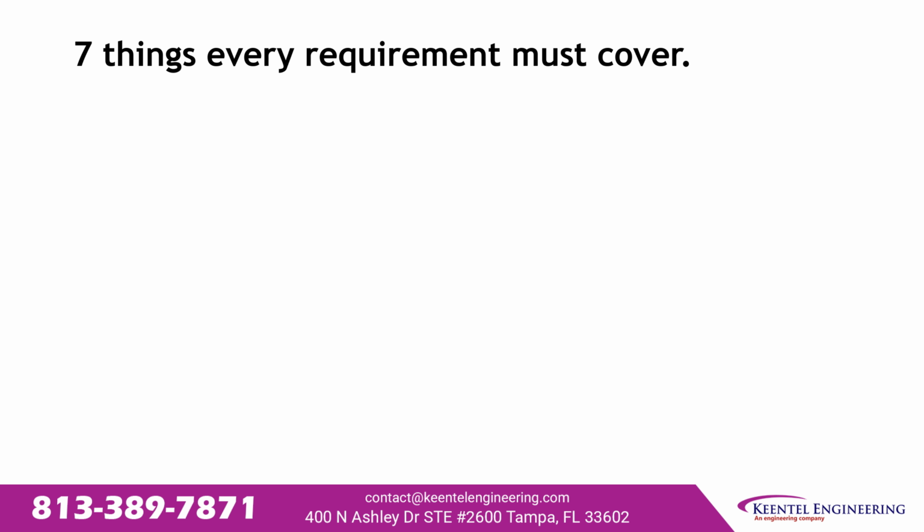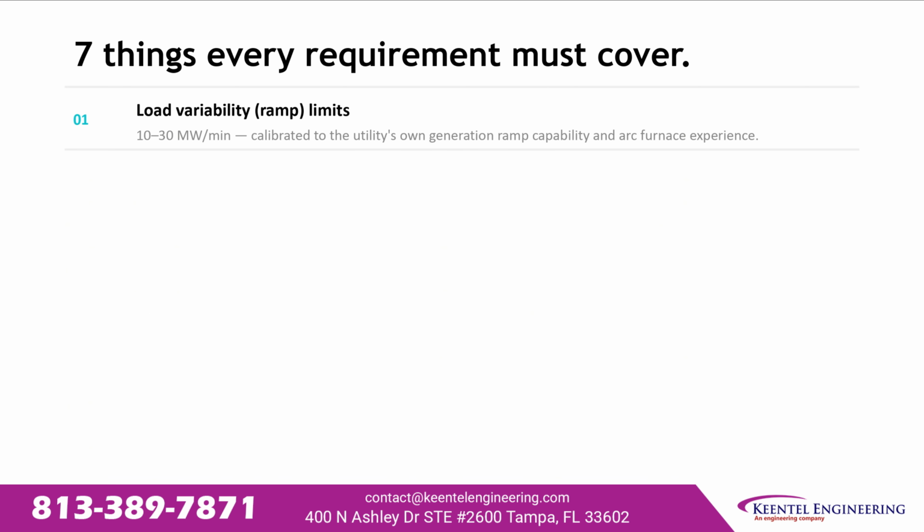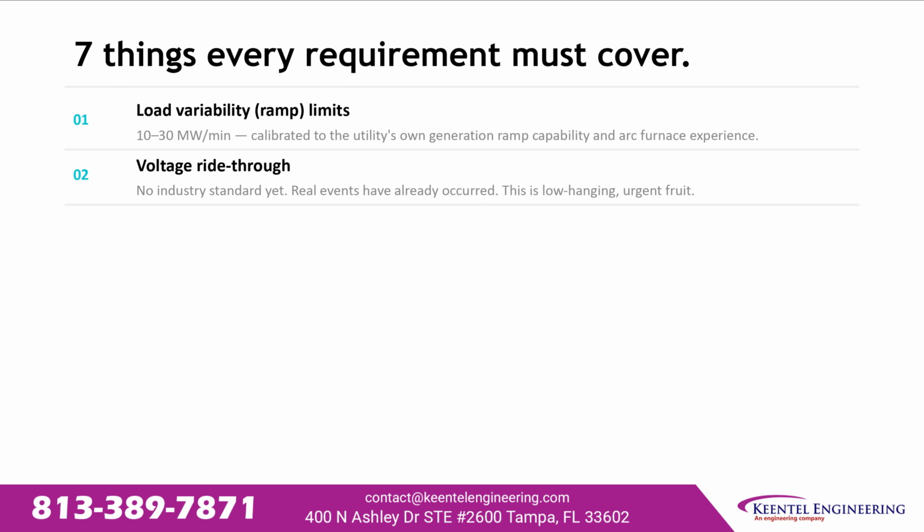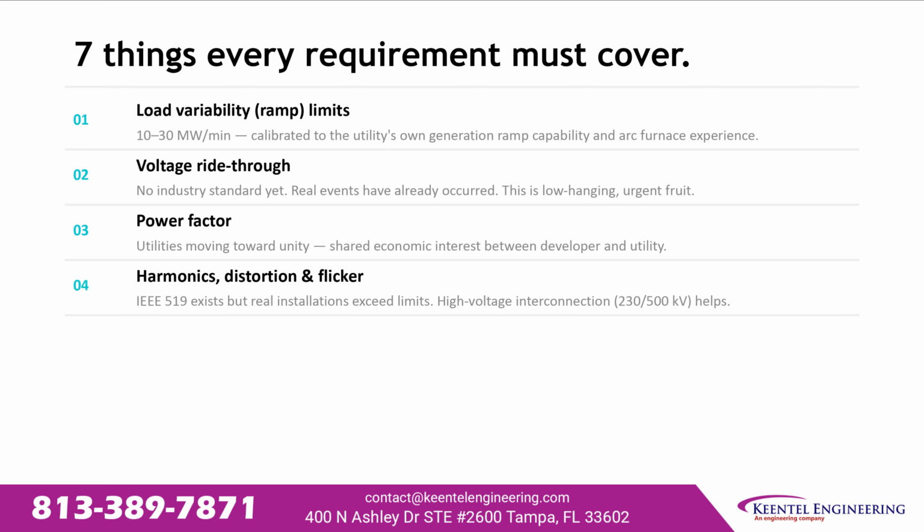7 things every large load interconnection requirement must address. 1. Load variability limits. 10 to 30 megawatts per minute calibrated to the utility's own generation ramp capability. 2. Voltage ride-through. No industry standard exists yet. Real events have already occurred. Urgent. 3. Power factor. Utilities moving toward unity, shared economic interest on both sides. 4. Harmonics, distortion, and flicker. IEEE 519 exists, but real installations already exceed its limits.